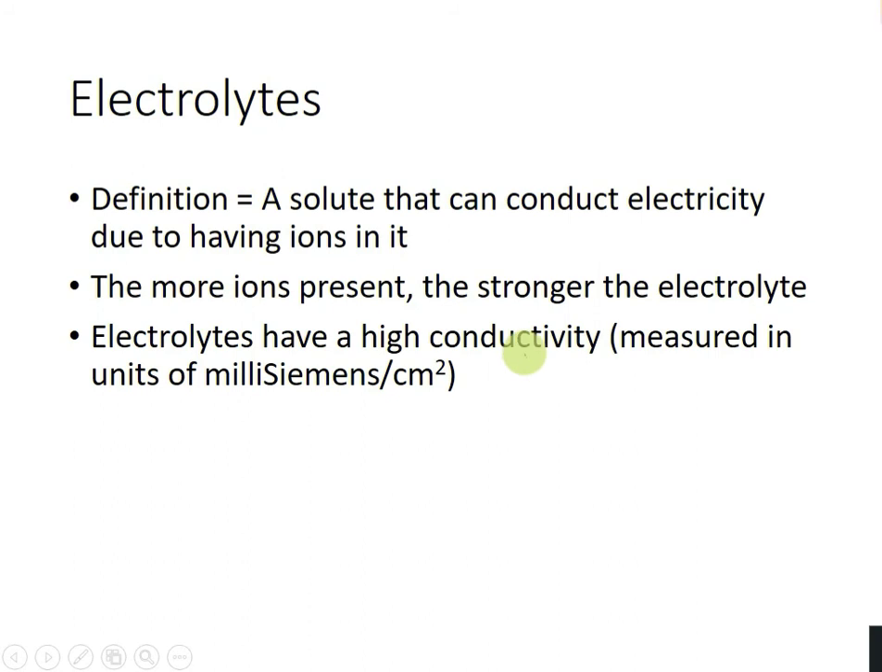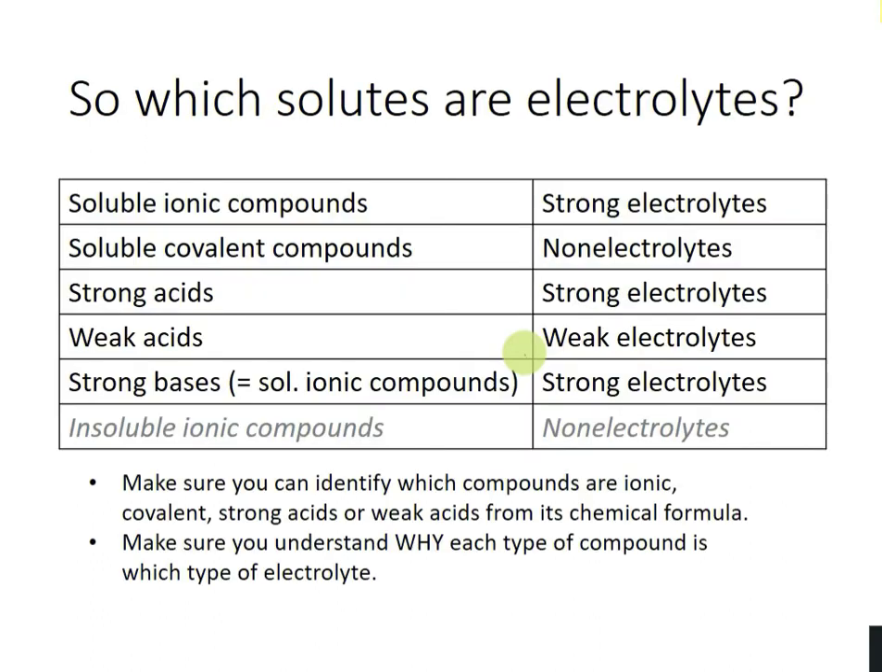Just to clarify when we talk about electrolytes, maybe we should have said this earlier, an electrolyte is a solution that can conduct electricity because it has ions in it. So the more ions it has, the stronger the electrolyte. Those electrolytes have a very high conductivity, usually over a couple thousand, maybe 1,000 is a pretty good range. Above 1,000, it's typically going to be considered a strong electrolyte. So we can measure electrolytes by their conductivity.